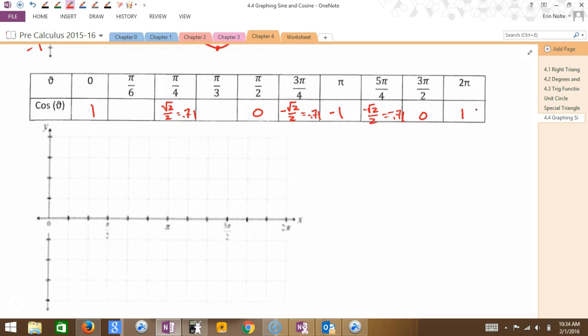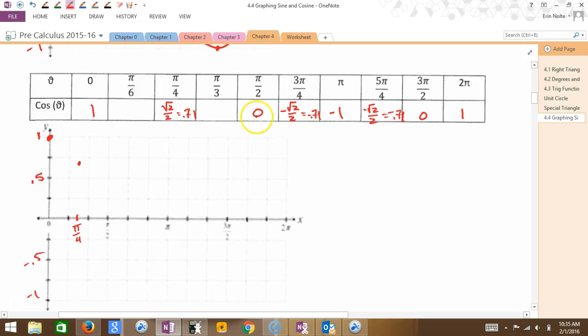Okay, it is also a wave. Yeah, it looks very similar to the sine function. So let's do the same increments. We've got 0.5, let's go to 1, negative 0.5, negative 1. Okay, so at 0, we have a y value of 1. Okay, so at pi over 4, we have 0.7, so that's about right there.